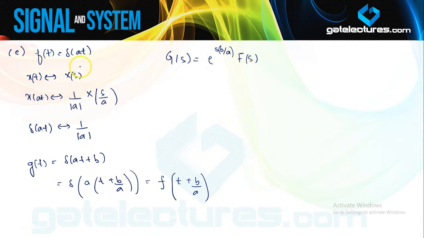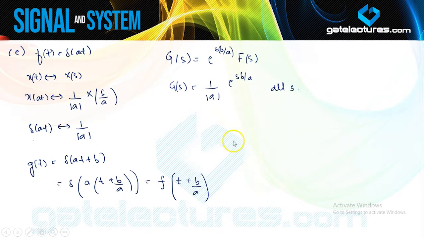Now we've already calculated F(s), right? This is what F(s) was. So if you just put it here, what do you get? 1 by mod a into e to the power s b by a. And what about ROC? ROC is going to be all s. This is valid for all s values. Fine. So this is how you are solving problems like this.